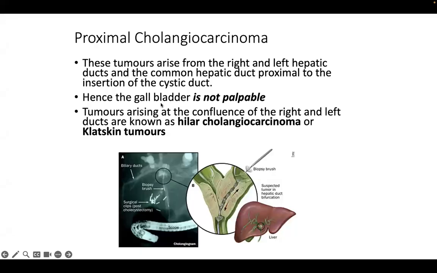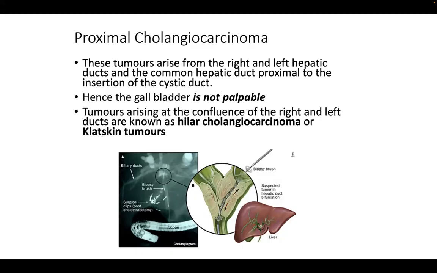Therefore, the gallbladder won't distend. What will distend is the part of the biliary tract above the level of the tumor. The gallbladder is below, therefore it won't distend, so it won't be palpable. Tumors arising at the confluence of the right and left ducts are known as the hilar cholangiocarcinoma or the Klatskin tumor.